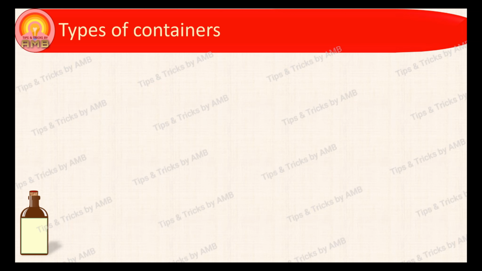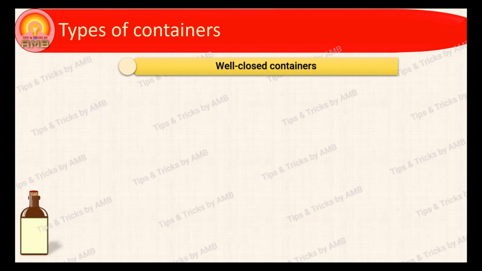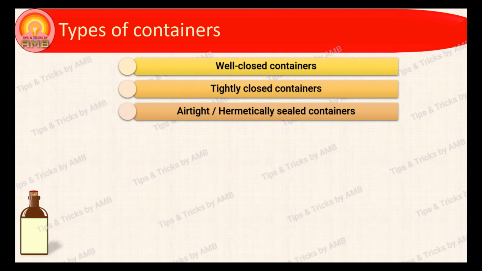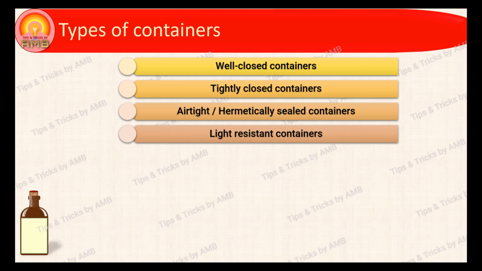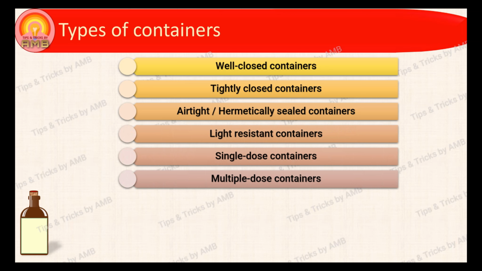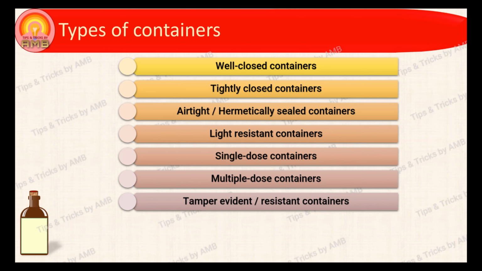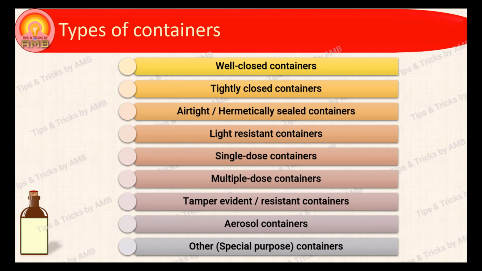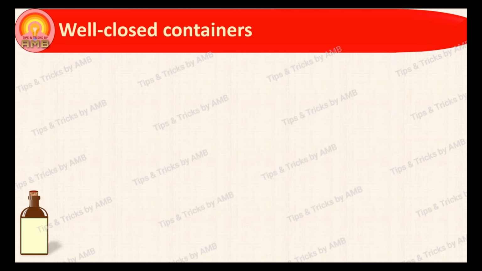These are as follows: well-closed containers, tightly closed containers, airtight or hermetically sealed containers, light-resistant containers, single-dose containers, multiple-dose containers, tamper-evident or resistant containers, aerosol containers, and other containers. Let's see these containers one by one in detail. First is a well-closed container.